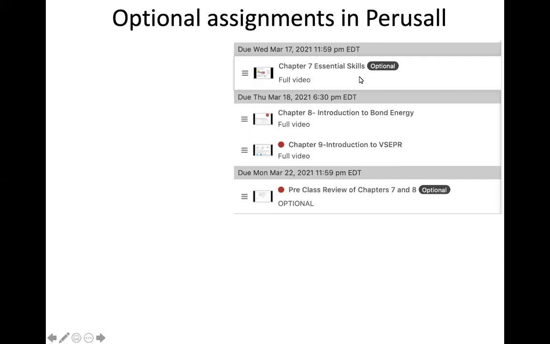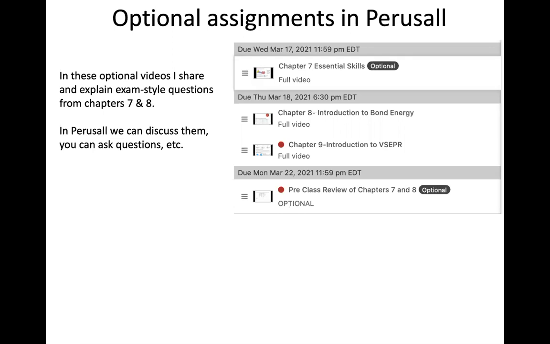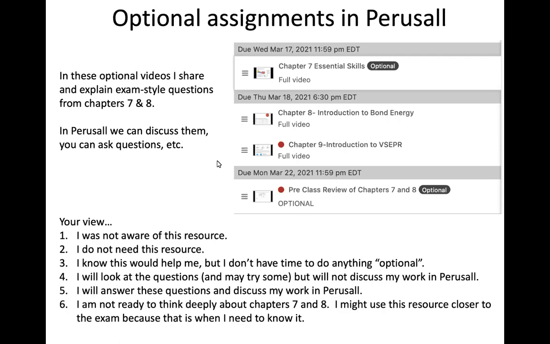Now, I have 2 different optional ones that were listed there. One that was looking at some ideas from chapter 7, and then another that's ideas from chapters 7 and 8. In both of these, I'm trying to give sort of exam quality questions for us to think about and discuss. So in these optional ones, I try to share and explain questions from both 7 and 8 that I think are really relevant for the upcoming test. Now, I'm just curious within this. There's no right answer. I want you to choose what choice best describes your view for optional assignments like this.